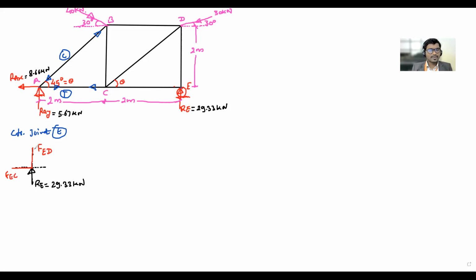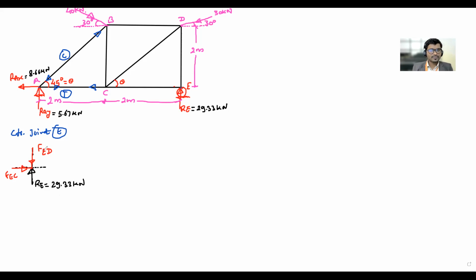Now what will be the probable direction of the reactive force in the member ED? Downward. Okay. What about EC? We have to assume a probable direction, so consider it towards the right hand side. This is the FBD of joint E, which we have taken for the analysis.